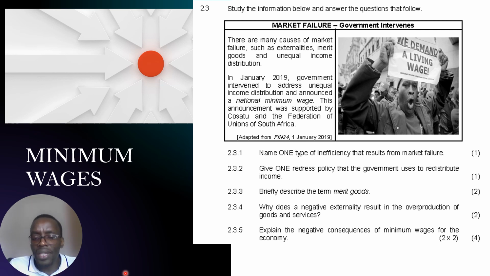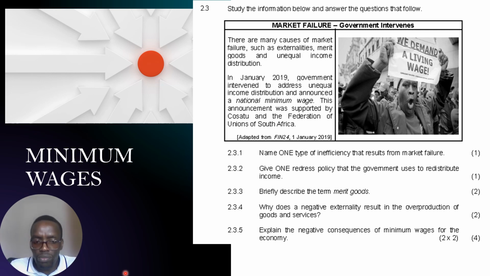Then the next one says: explain the negative consequences of minimum wages on the economy. Now, when the government imposes minimum wages, it reduces the demand for labor. That's one thing that it does. And if it reduces the demand for labor, it means there are going to be high levels of unemployment in the country, because the businesses are not going to be hiring as many people as they used to before. Now it's expensive for them to employ people. So it will increase unemployment. That's one negative consequence of minimum wage.